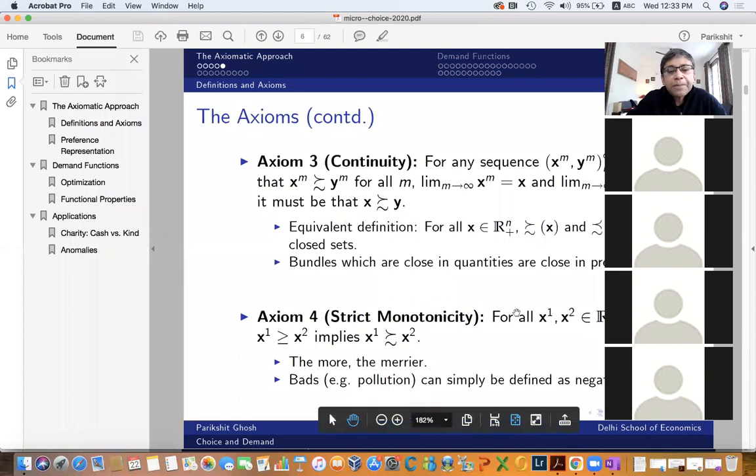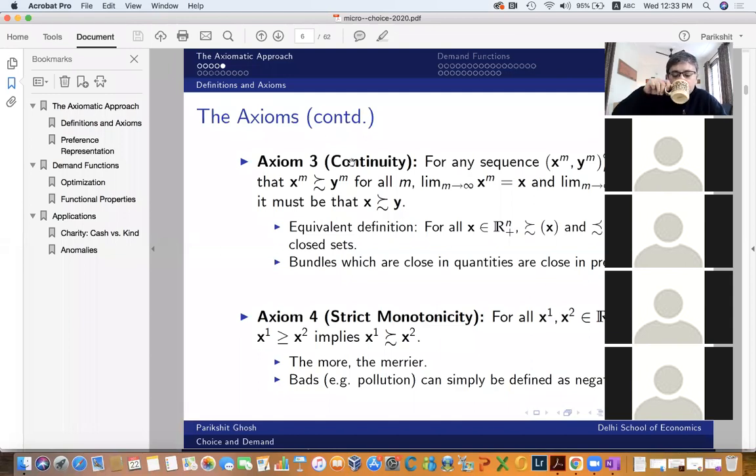Okay, two more assumptions. Axiom 3 is a technical sounding assumption of continuity of preferences. So here is one way to write it down, but there are other ways to write it down, which are given in the bullet point below. They are all equivalent ways of stating the axiom of continuity. Let me explain what this somewhat terse description means.